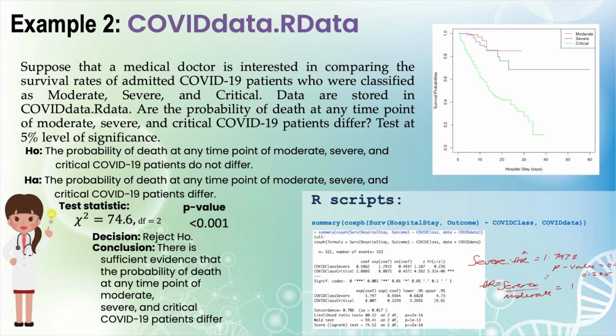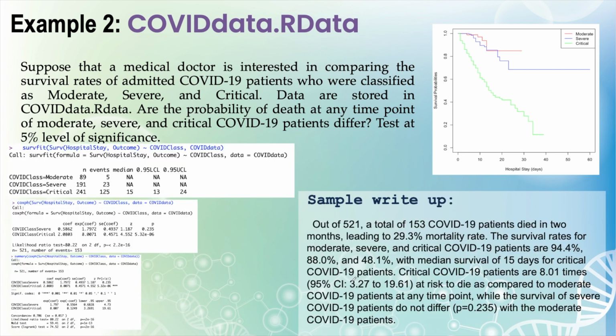Meaning whatever is the hazard or the risk of dying among the severe patients is the same as the moderate. That's why it's equal to 1, because the null hypothesis was not rejected. However, for the critical cases, the hazard ratio estimate for the critical when compared to moderate is 8.007, and the p-value is very small. That's why the null hypothesis was rejected. And our conclusion here is that the risk of dying among the critical COVID-19 patients is 8 times as compared to the moderate COVID-19 patients.